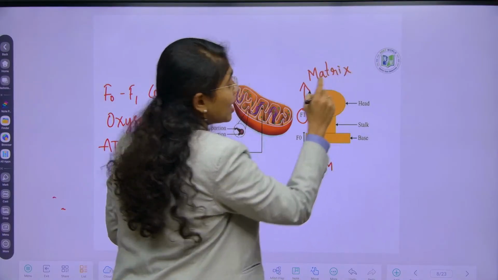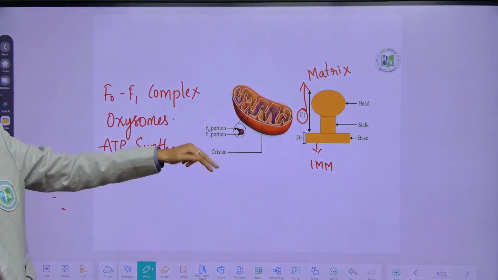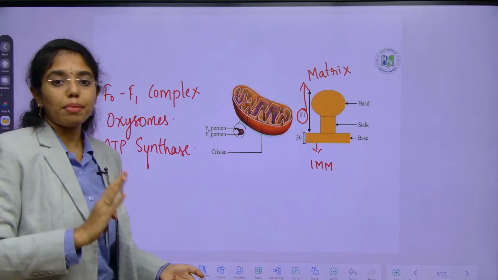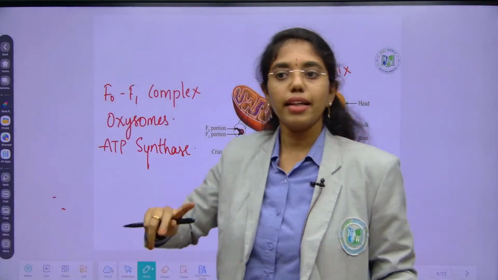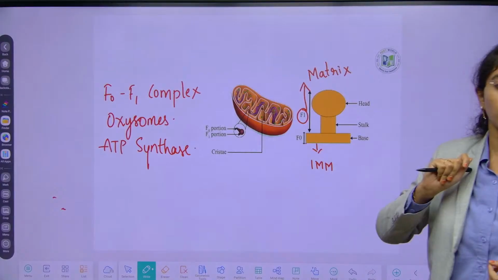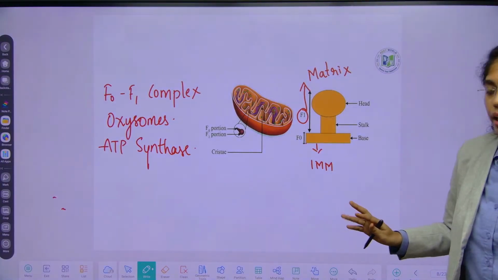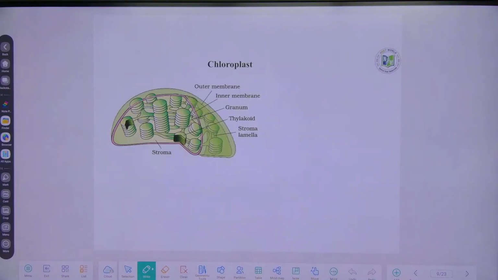This position is very important because this will be different in chloroplast. Chloroplast we will be learning in the chemi-osmotic hypothesis, right? There the position of F0 F1 complex will be different. So, you are clear on it, right? Everybody? And now we will be moving to plastids.